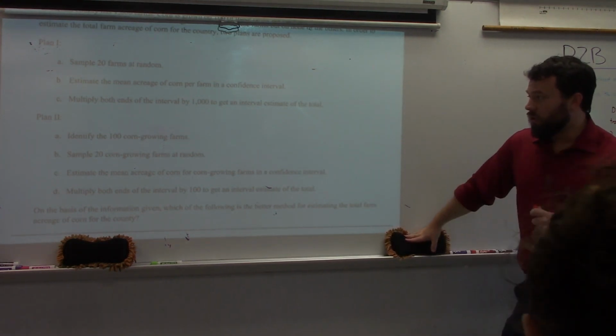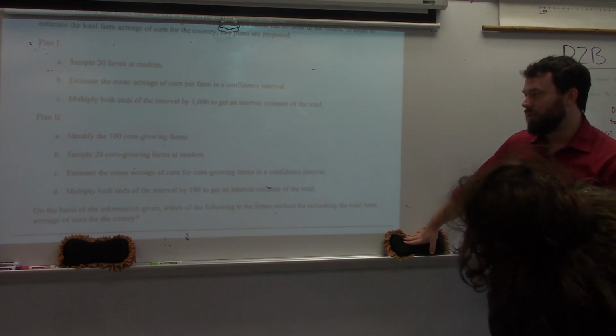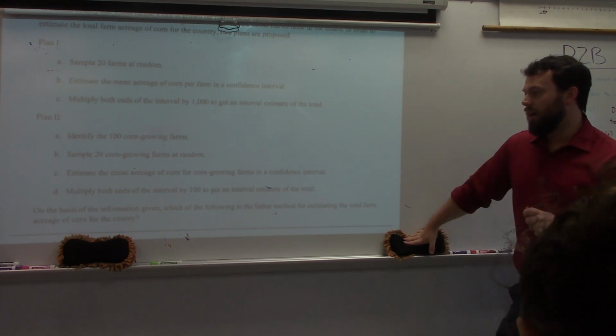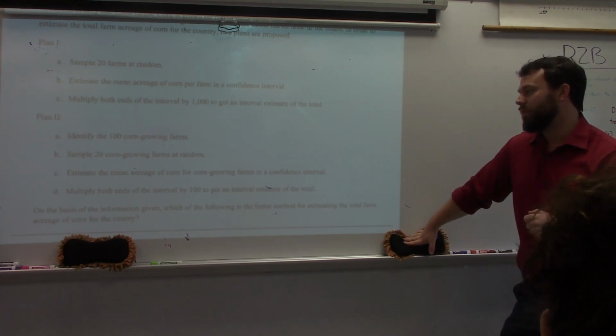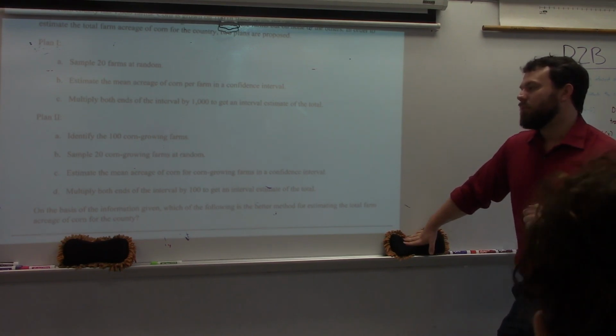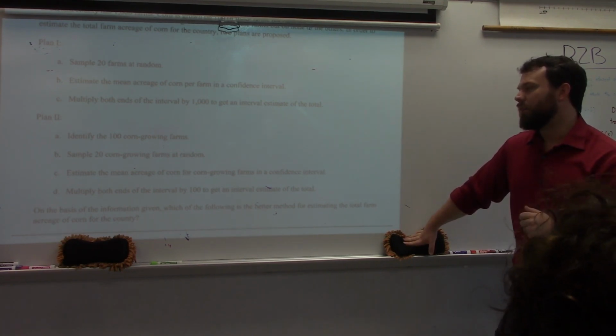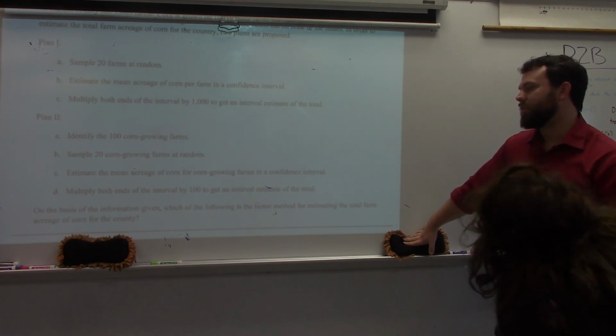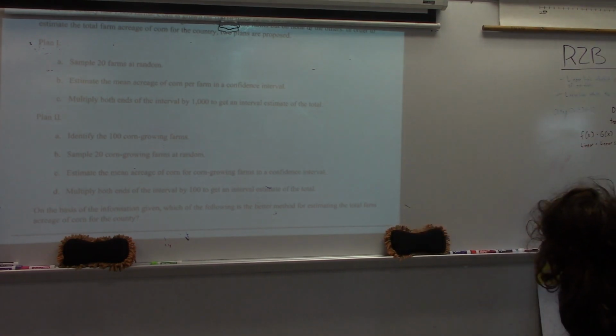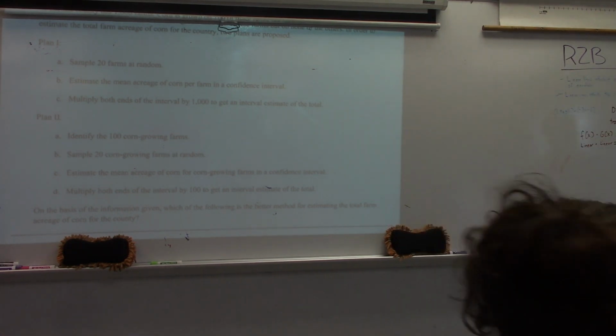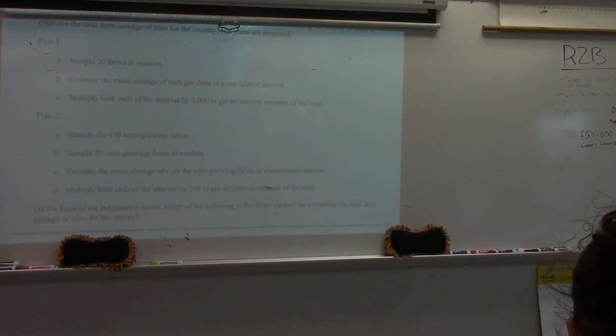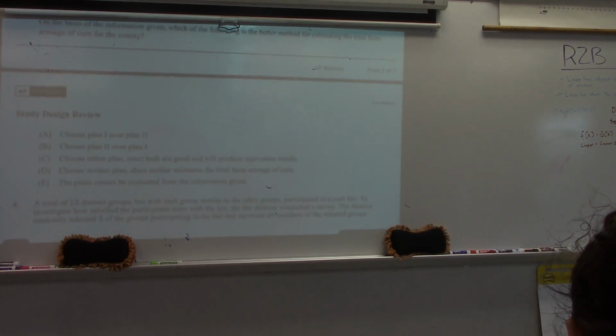Plan 2: identify the 100 corn growing farms. Sample 20 corn growing farms at random. Estimate the mean acreage of corn for corn growing farms in a confidence interval. Multiply both ends of the interval by 100 to get an interval estimate of the total. So what do y'all think? Plan 1, 2? I said neither.